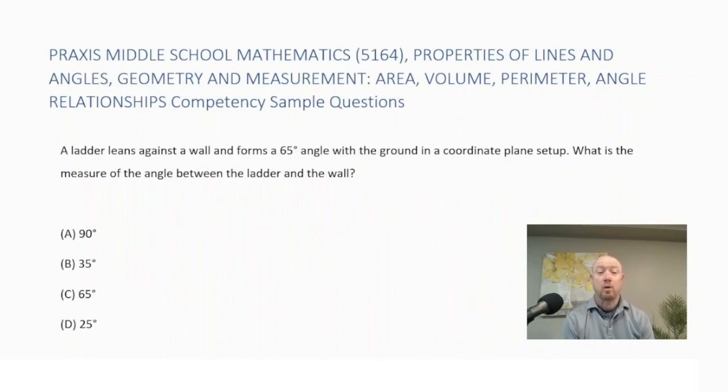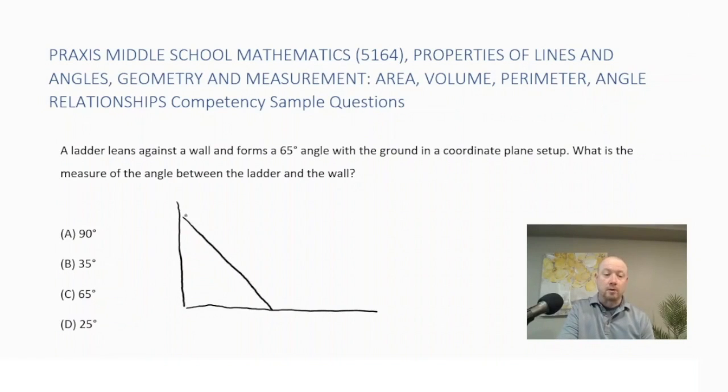A ladder leans against a wall and forms a 65-degree angle with the ground in a coordinate plane setup. What is the measure of the angle between the ladder and the wall? Okay, so let's make a sketch. So here's our wall, here's the ground, and I'm going to draw in a ladder. Okay, and it says that this ladder forms a 65-degree angle with the ground. Okay, so this angle here is 65 degrees. We know we have a right angle because the wall is perpendicular to the ground, and we want to find the angle between the ladder and the wall. So this is our unknown right here.